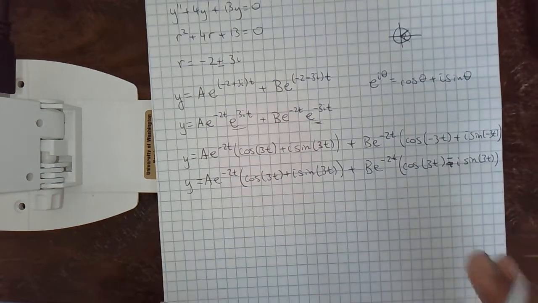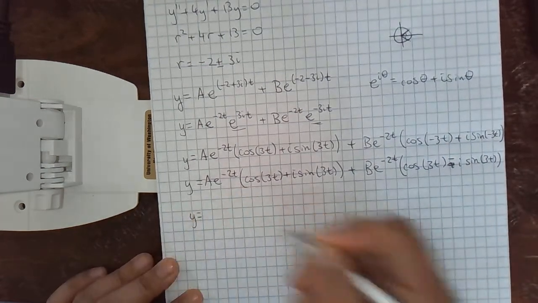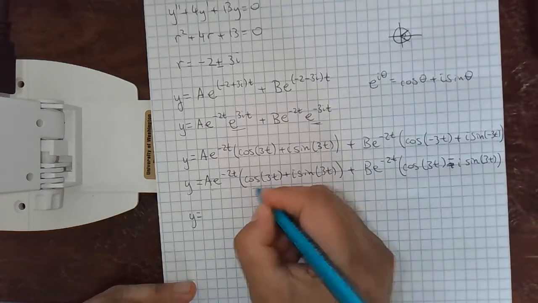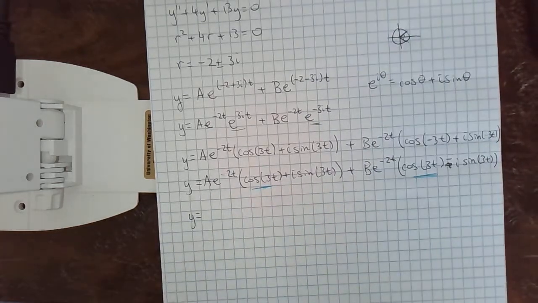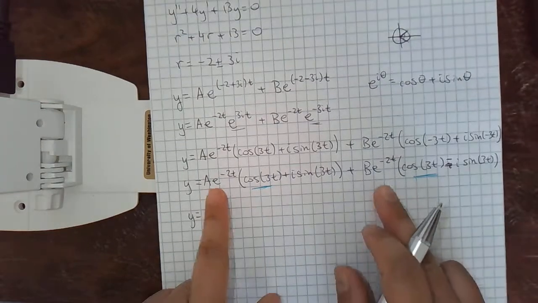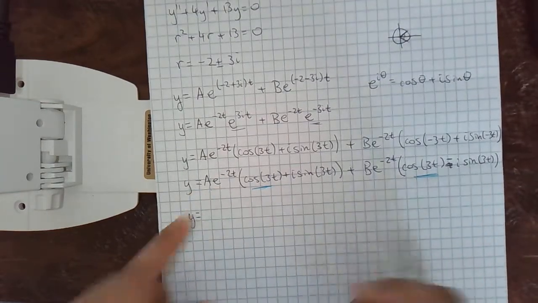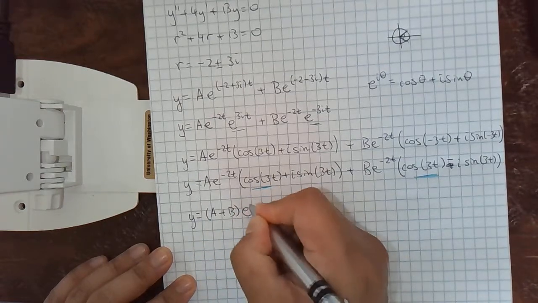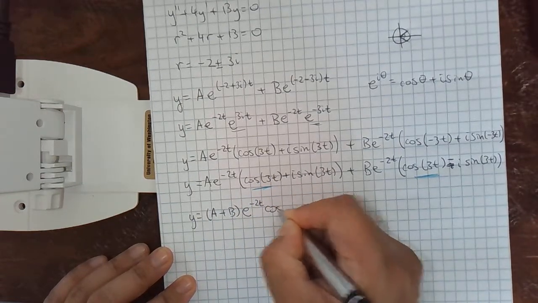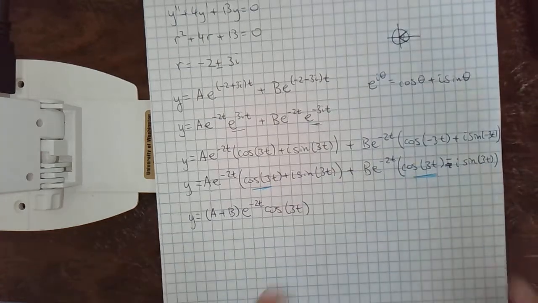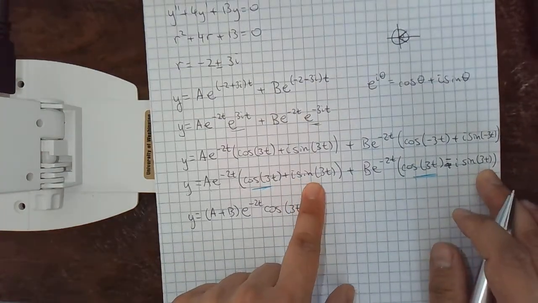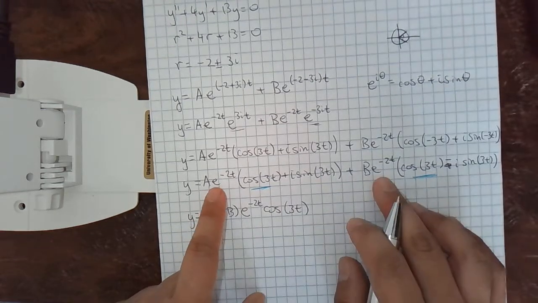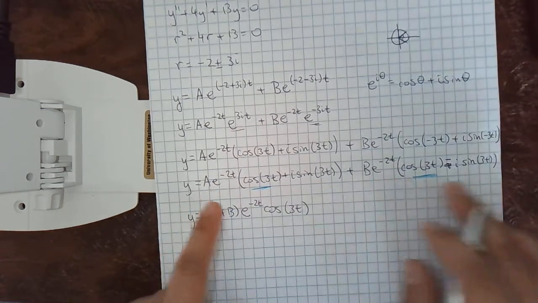Great. Now we're going to collect real and complex parts. So let's see, the real parts, and don't forget these factors out front, but the real parts have cosine in them. And they both have an e to the negative 2t. One of them has an a and one of them has a b. So this is a plus b, e to the negative 2t, cosine of 3t. That's the real part of this. And then the rest are the imaginary parts. Same thing. They both have sine 3t. They both have e to the negative 2t, and they both have i.